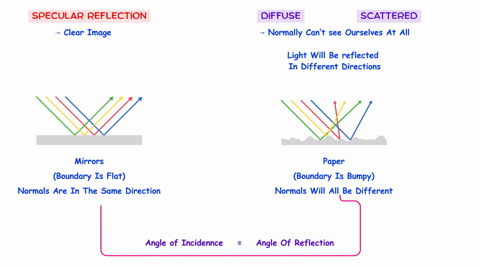That wraps up everything we wanted to explain in this video about how waves reflect and how this is represented with ray diagrams. We also discussed how smooth and rough surfaces cause different kinds of reflection.